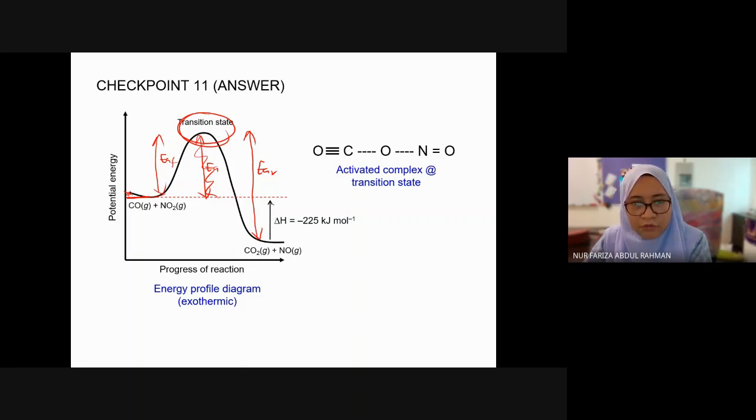Delta H is very important, guys. Okay, make sure you tahu beza antara reactant dengan product. This will be your delta H. So, letakkan the value lah. Okay, and then this potential energy and this is the progress of reaction. Okay, done. So this is an exothermic reaction. Settle. Okay, next. Moving on.